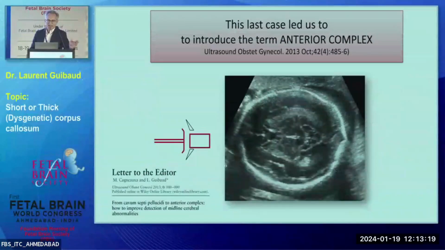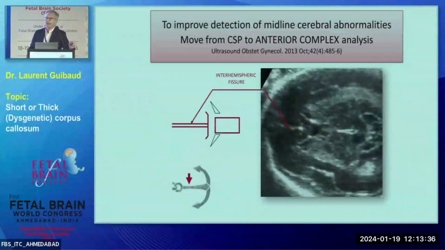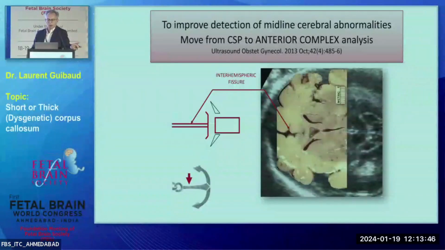This case and similar cases led us to introduce, 10 years ago, the term anterior complex in this letter to the editor. Now this term is widely used. The anterior complex integrates the CSP, the frontal horns, the genu of the corpus callosum, and also the interhemispheric fissure. Is it worthwhile to look at this interhemispheric fissure?